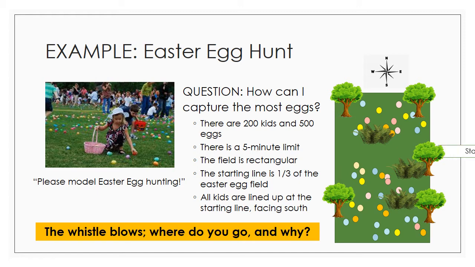Imagine yourself on the white starting line, about 1/3 into the field. 199 kids are facing south. You just don't know. Then the whistle blows. Where do you go to maximize your chance at getting the most eggs?